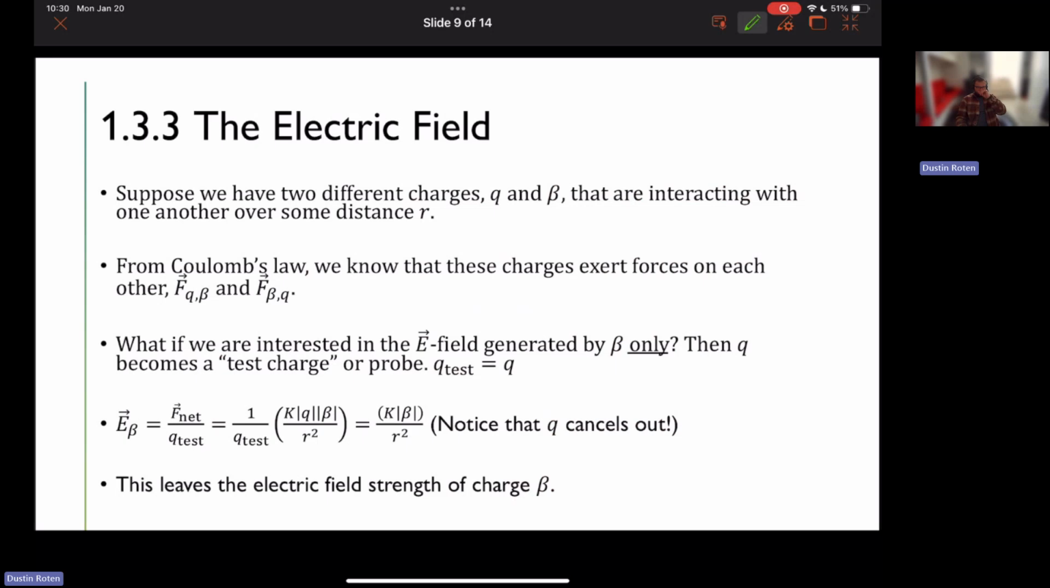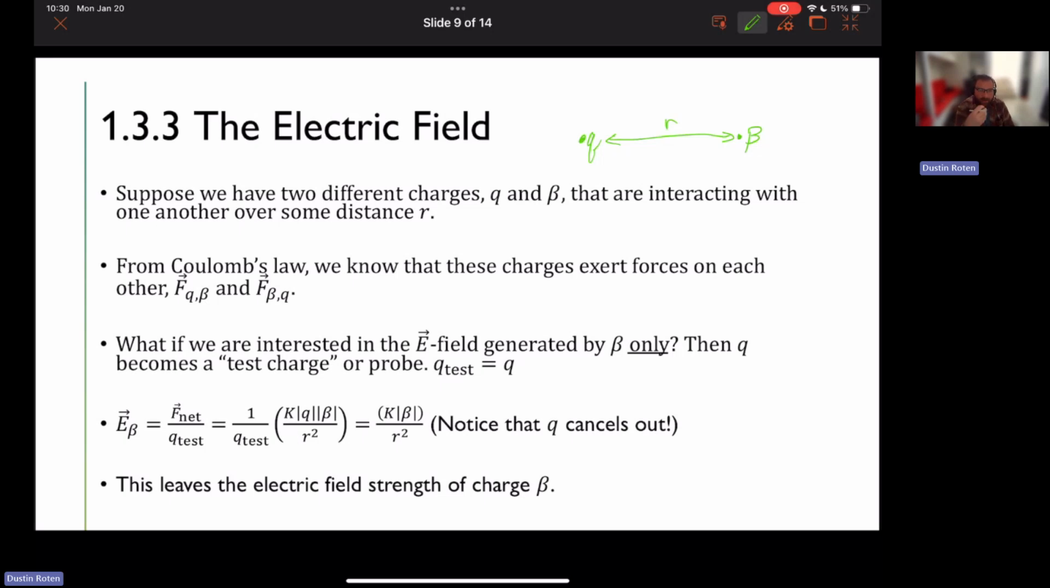All right, so let's take all of that description and apply a little bit more math to it. So suppose we have two different charges. I'm calling them Q and beta because those are two very different symbols. We can keep up with them because they look so different visually. Okay, so we have two charges, Q and beta, that are interacting with one another over some distance r. So we could draw that. We have Q some distance away. We have beta, and they are interacting with each other.